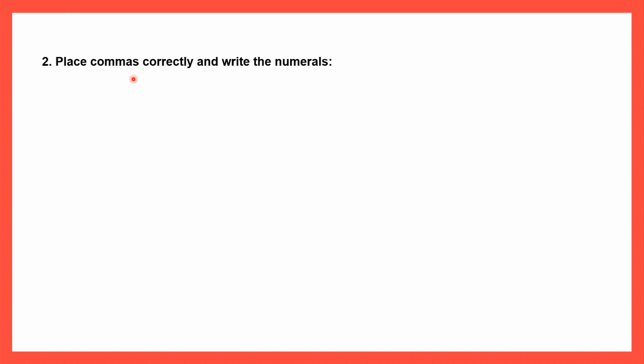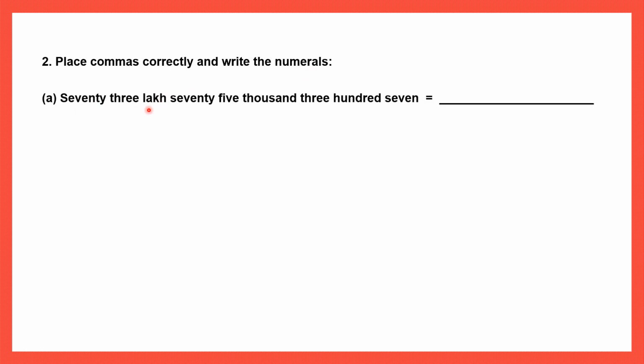Question 2. Place commas correctly and write the numerals. So here we have 73 lakh 75,307. So this is the Indian system because we can see lakh there. So let's write that. So can you see 73 lakh 75,307, and we have placed a comma after every period. Which is a period? Lakh is one period. So after 73 lakh we have put a comma. Then 1000 is another period. So 75,000, we've put a comma.